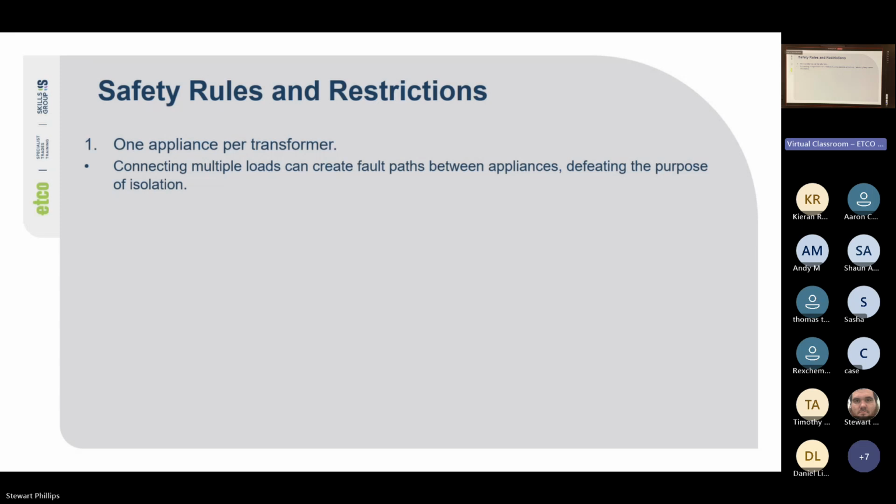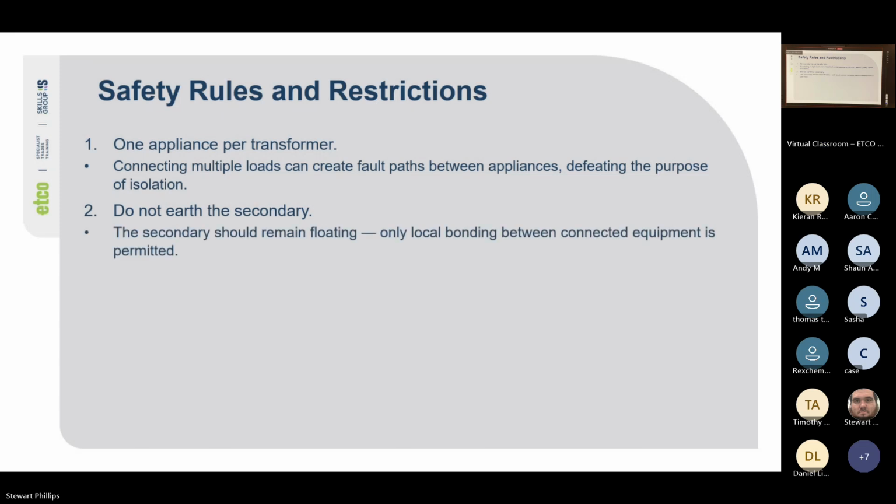Test tag facilities might use them, but they can also use portable appliance test equipment, which does live testing as well. So do not connect multiple loads. They can create fault paths between appliances, defeating the purpose of isolation. Do not earth the secondary. The secondary should remain floating. Only local bonding between connected equipment is permitted.